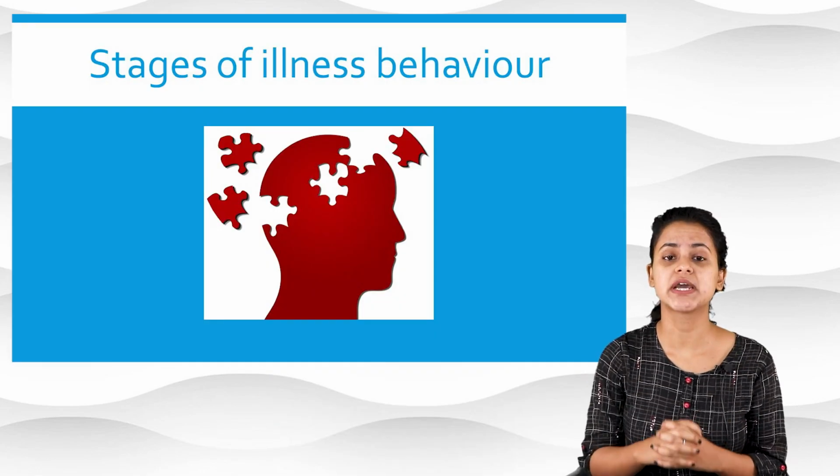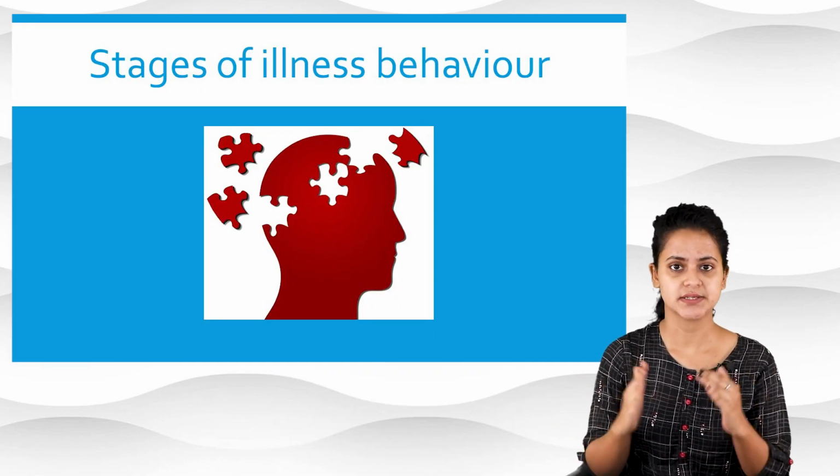So I hope that till here you have completely learned regarding the internal and external variables, which are the internal and external factors influencing the disease process and illness behavior. I hope you understood that these are the factors which influence the individual to behave in a certain way towards the disease process. Now, once we have learned this, next we are going to read about the stages of illness behavior.